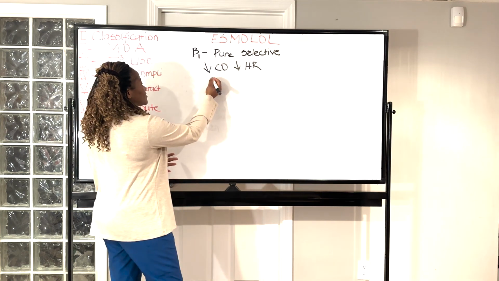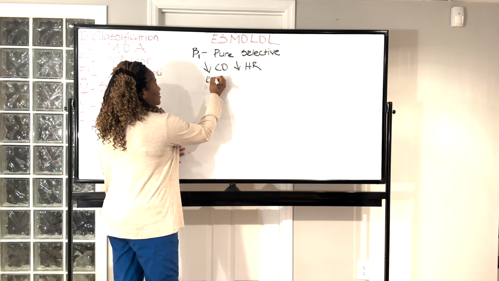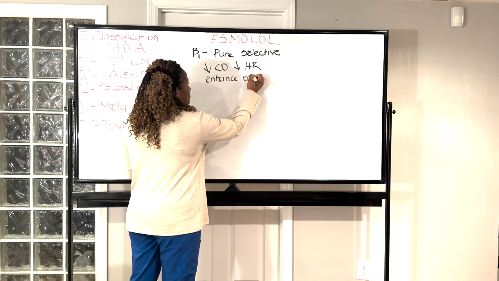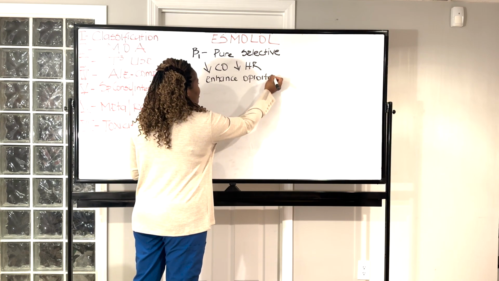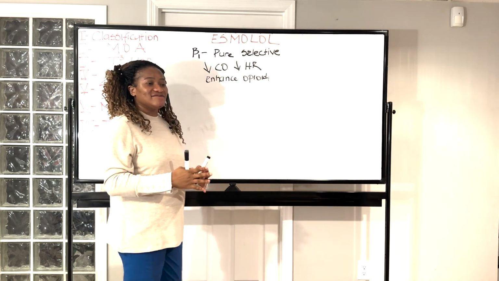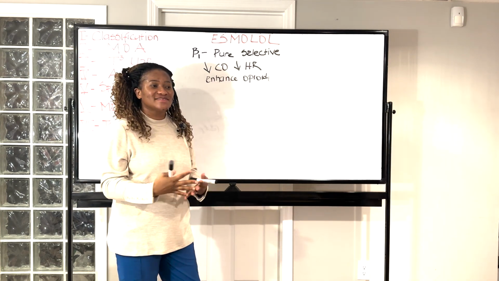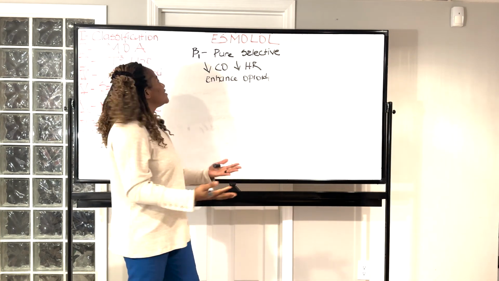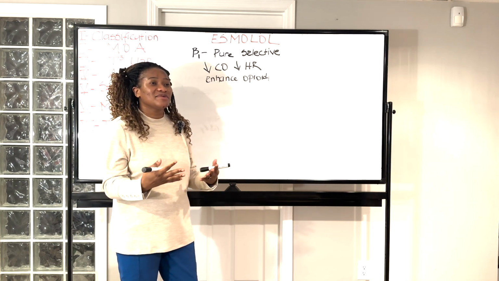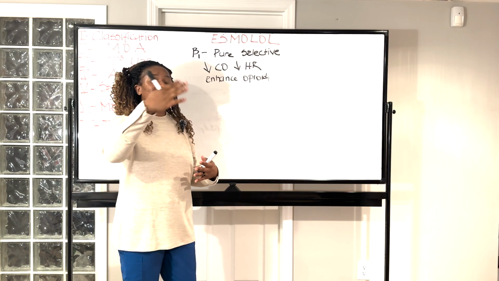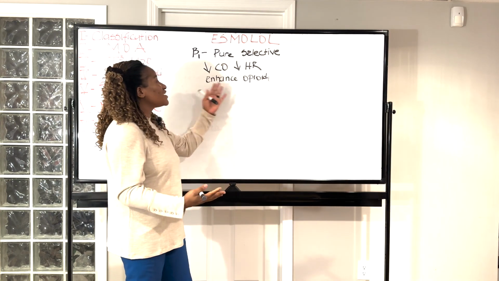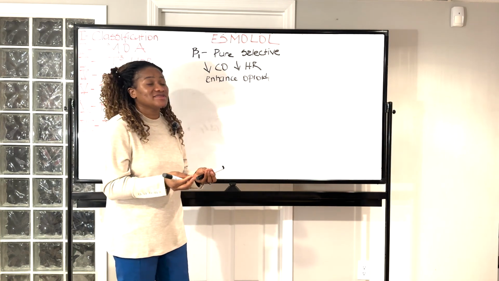So Esmolol is going to enhance the opioid action, which is great, because if you have Esmolol and you want to give your morphine, you know that the effect of morphine is going to be enhanced. So you don't have to give a higher dose of morphine to achieve your pain control, because Esmolol is going to enhance that property.